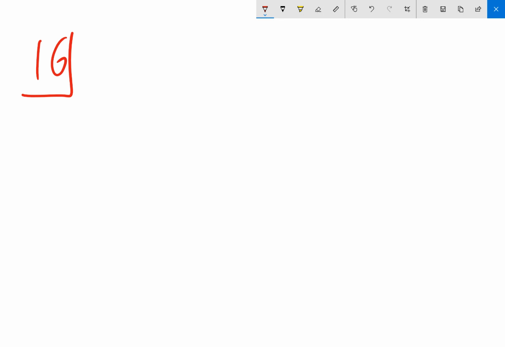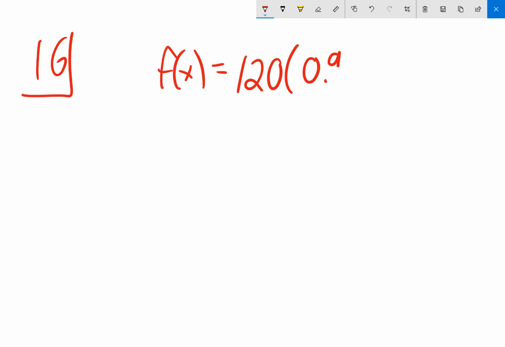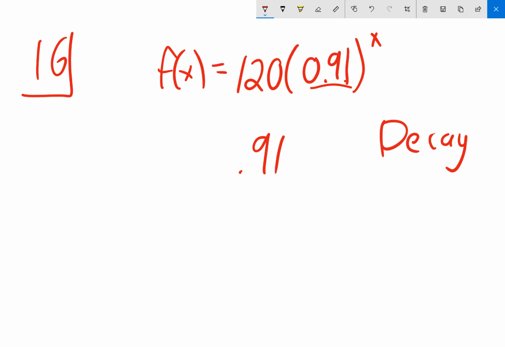Okay, number 16, we have f of x equal to 120 times 0.91 to the x power. So our b value here is 0.91. It's smaller than 1, so that tells us it's decay. But now, think about it again as money, right? This is 91 cents. Okay, but I'm asking, well, how much short of $1 is it? Because again, to determine the rate, it's the difference between this number and 1. So 91 cents compared to $1, this is 9 cents short of $1. So that means we're decaying by 9%.